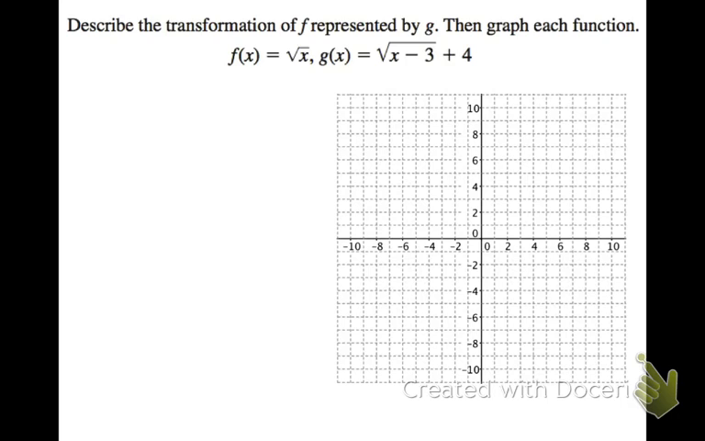So here is the first example. We want to describe the transformation of f represented by g, then graph each function. So what I can see here is we have two different transformations. We have a -3 under the radical and a +3 outside of the radical. So that tells us that from f to g, we have a horizontal translation that is 3 to the right, and we have a vertical translation that is 4 units up.